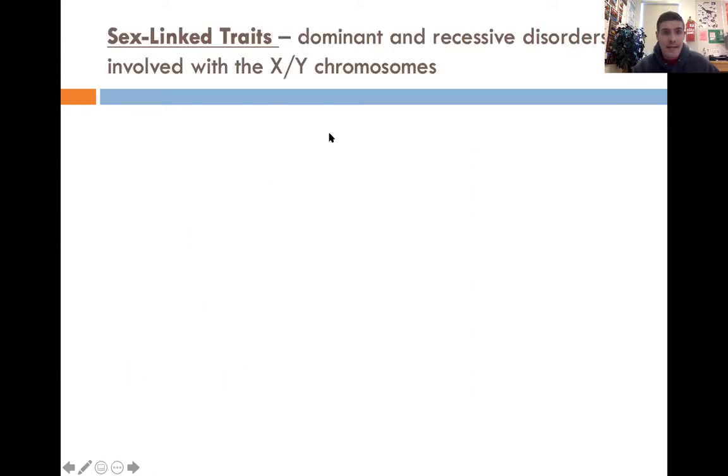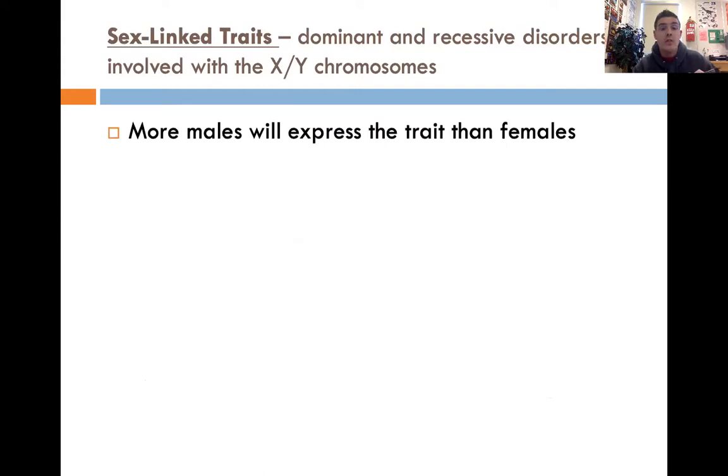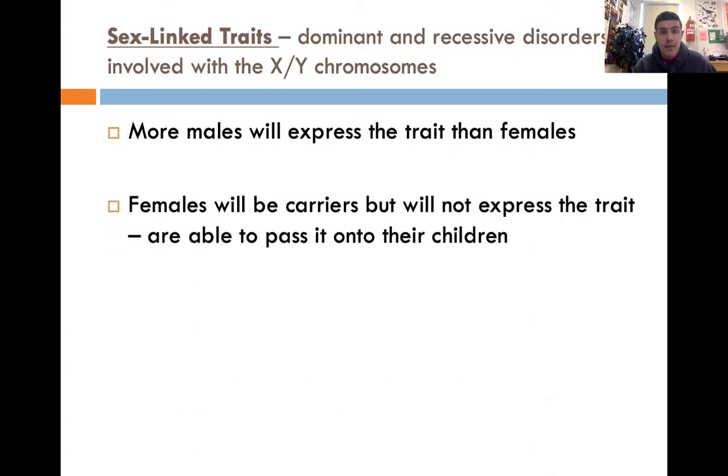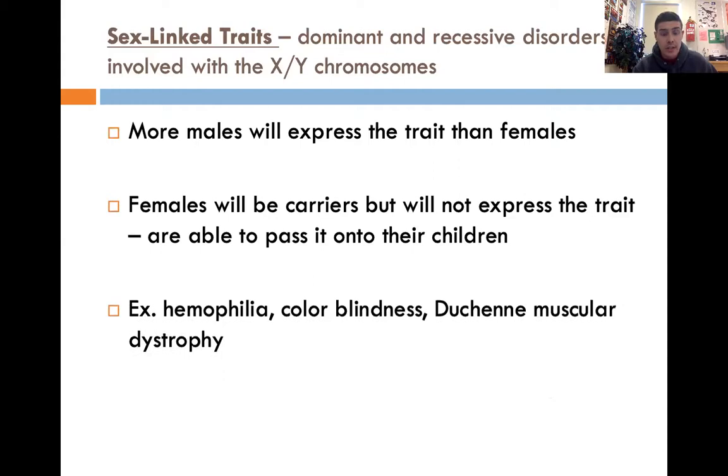The last one is a sex-linked trait, and remember, most often these are X-linked characteristics because of the size of the X chromosome as compared to the Y chromosome. And we learned that more males are going to express the trait or have that disorder than females. Males only have one X chromosome, so they only need one recessive allele. Females can be carriers but not express the trait. They're able to pass it on to their children.